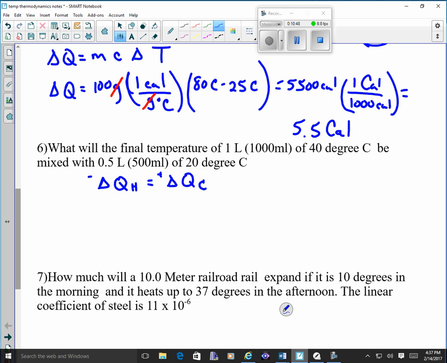Well, if you remember, delta Q, if you look right up here, was the same thing as M C delta T. So I could say the amount of heat that this one loses has to equal the amount of heat that this one gains.